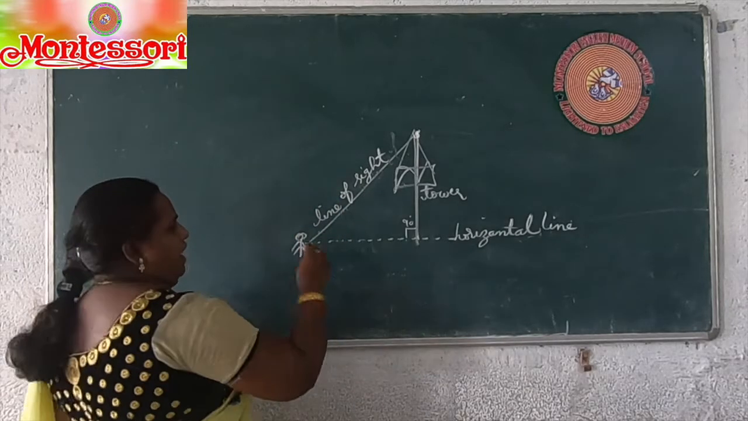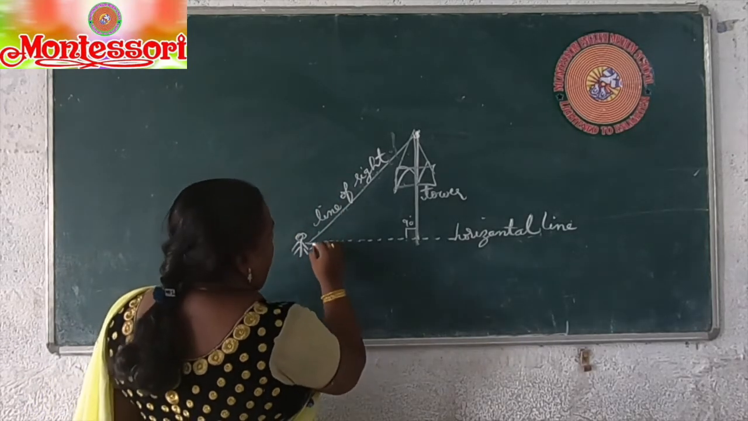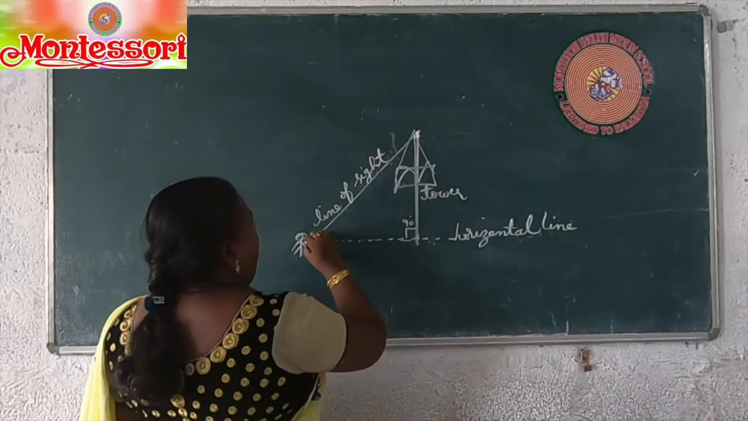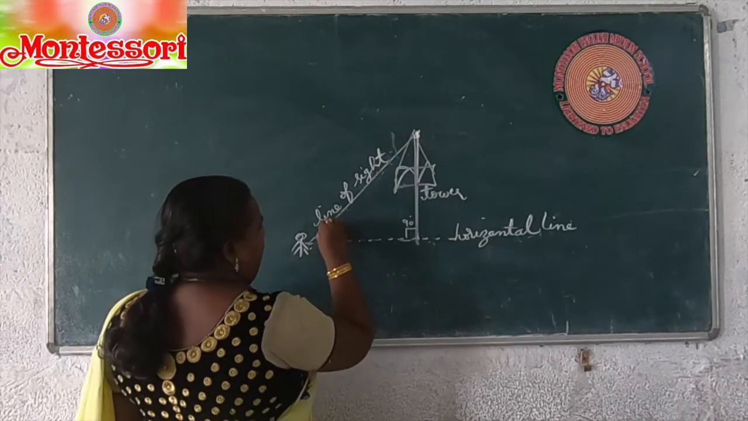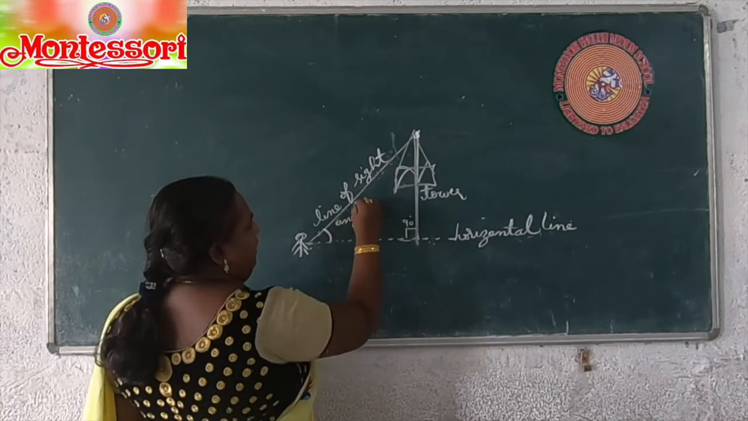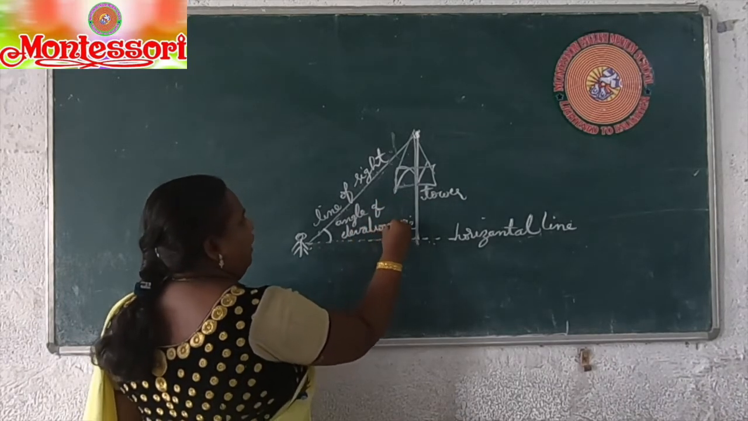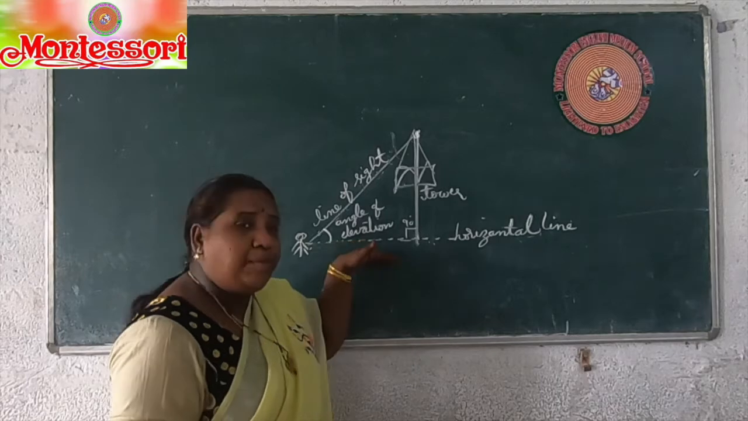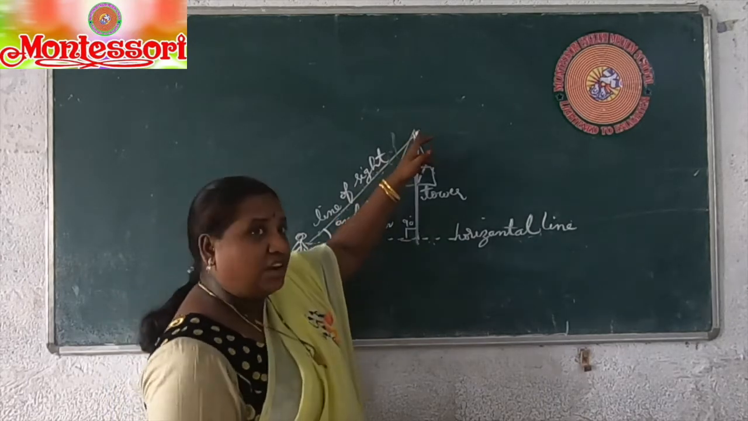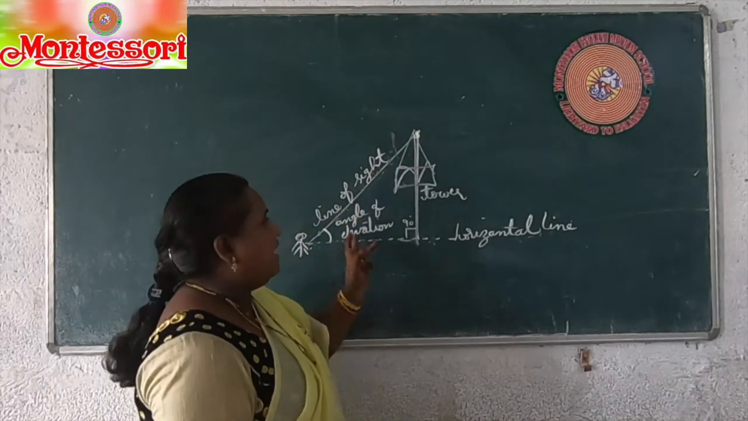Now, according to the right angle triangle, the angle between the horizontal line and the line of sight is called the angle of elevation, because the angle is above the horizontal line. She is looking at the top, so we say the angle of elevation.